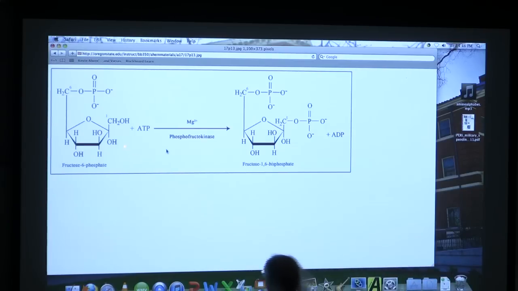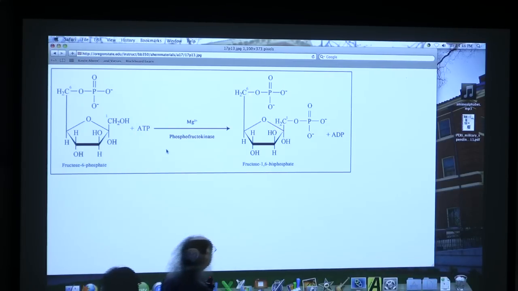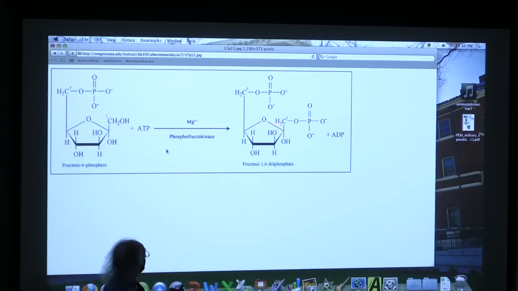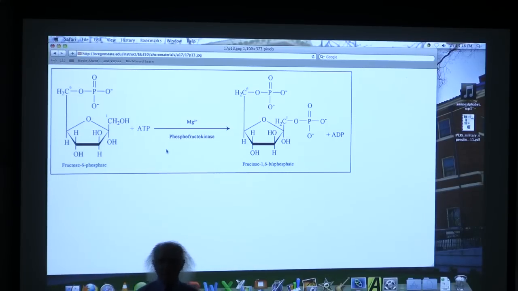Now, we've used a second ATP. We now have a molecule that has 6 carbons. It has 2 phosphates. And we're going to split it in half. When we do that, we will have finished the first phase. Yes, Juliana.